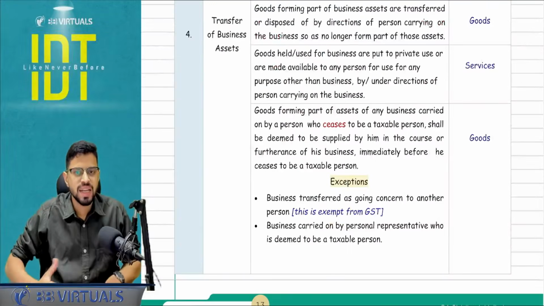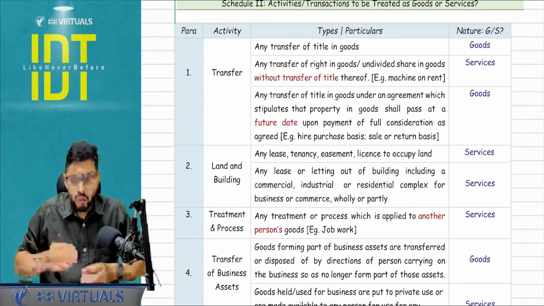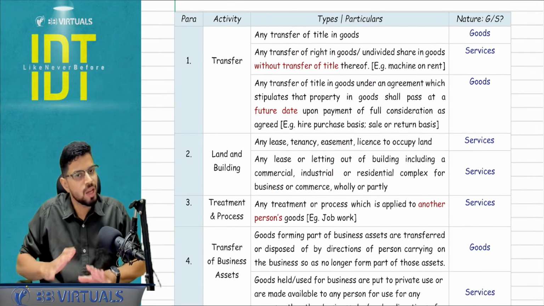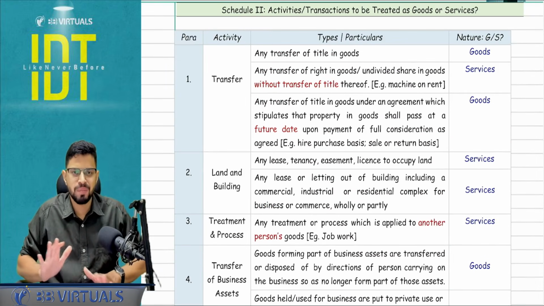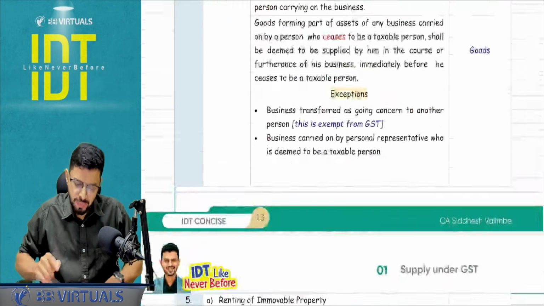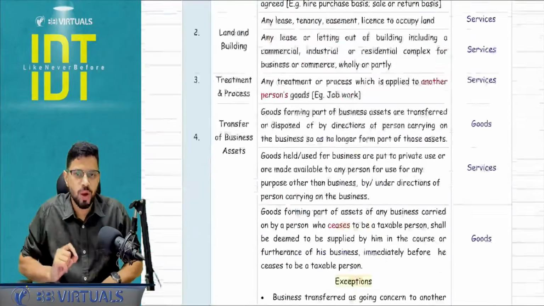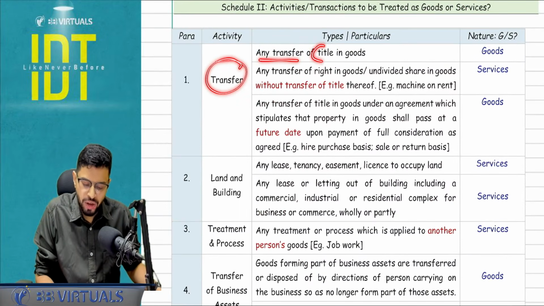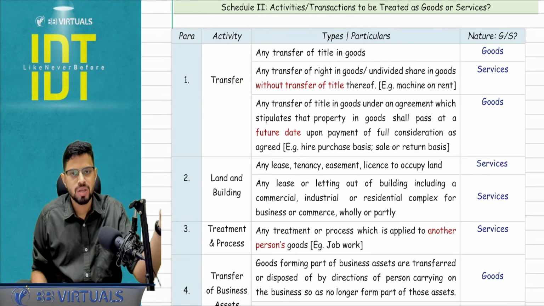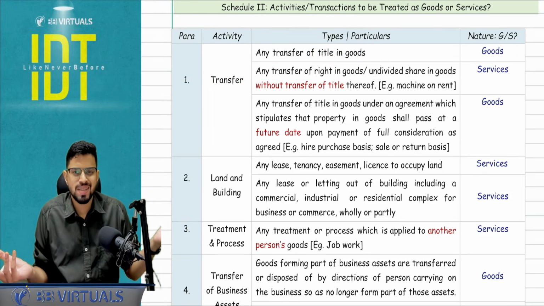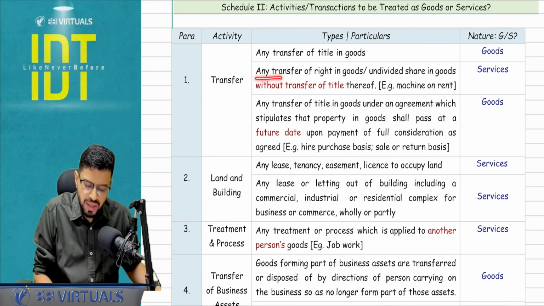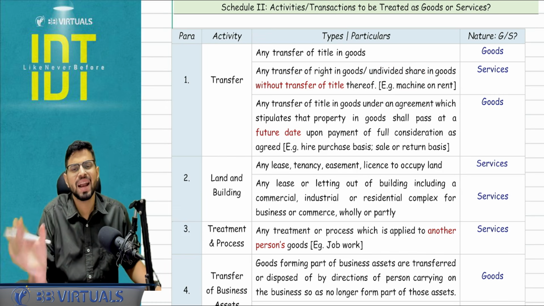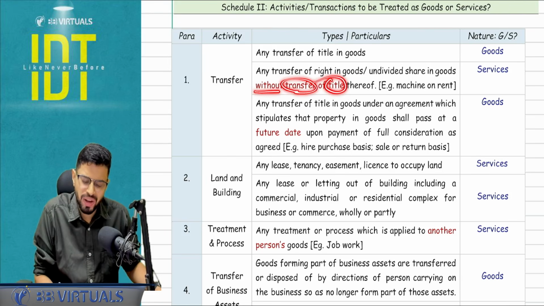Now the first page is a very simple one. If I don't cover this and you go in the exam, you will still not commit a mistake. It's a very simple one. Let's understand logically. Page number 2, there are certain small points that we need to make a note of. Let's quickly cover, guys. Transfer. So transfer of title in goods means I'm selling the goods. So it is a supply of goods. No analysis. Very simple, plain vanilla. Transfer of right in the goods or undivided share means basically the right in the goods without transfer of title.